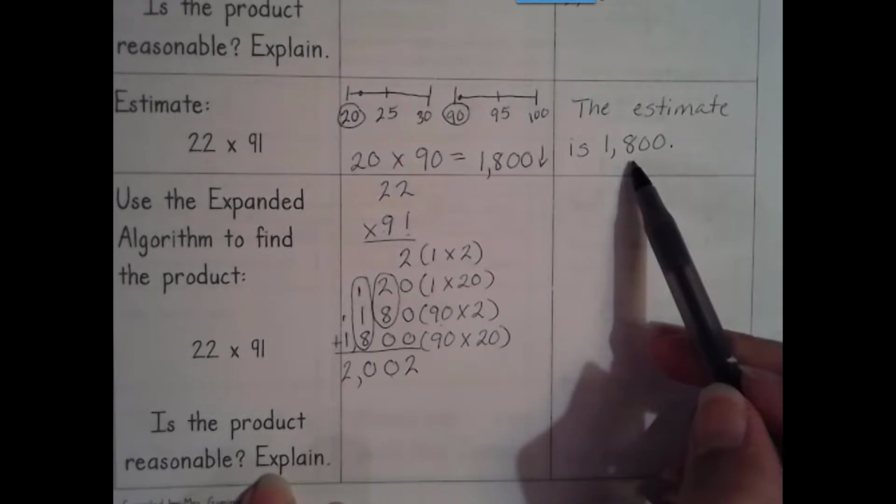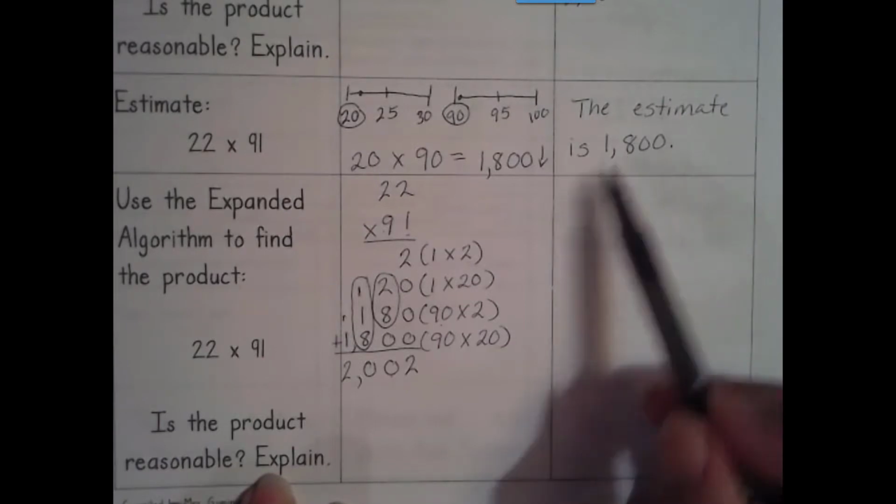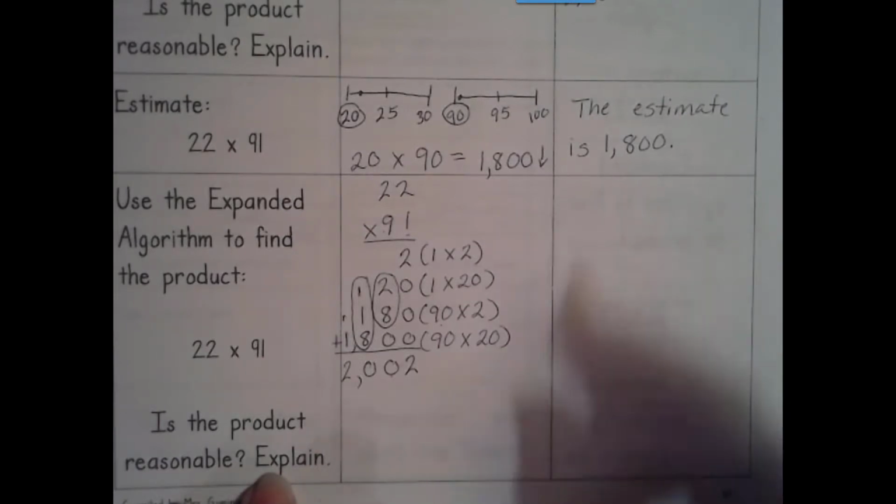That's pretty close. This is 202 away. I knew this would be low because both of my factors went down. So it is within reasonable range.